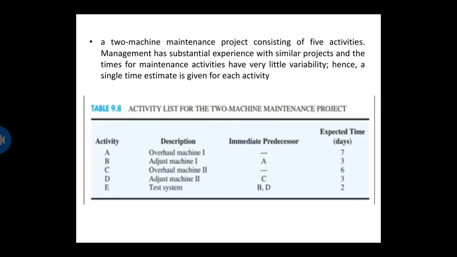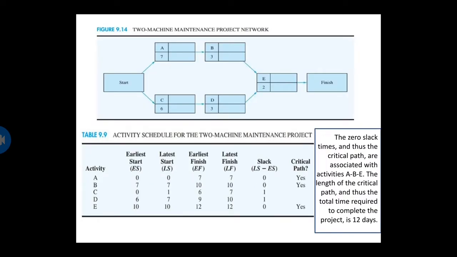Figure 9.8 defines a two-machine maintenance project consisting of five activities. Management has substantial experience with similar projects and the times for maintenance activities have very little variability, hence a single time estimate is given for each activity. The project network is shown in Figure 9.14.